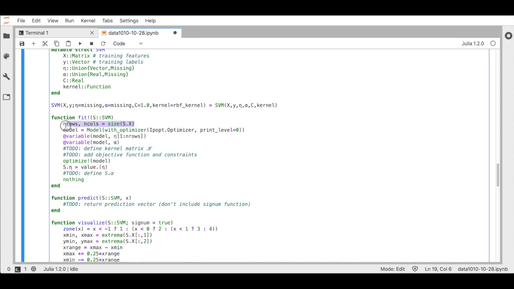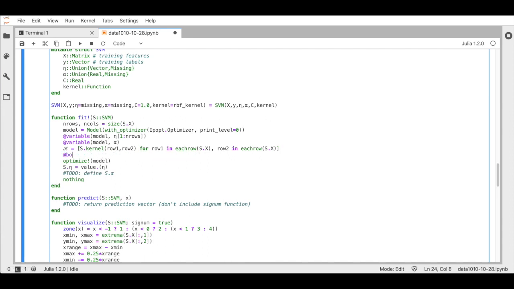So we come up with our number of training observations and our number of features based on the feature matrix X belonging to the support vector machine S. Then we set up a model for JuMP, and we associate some variables with it. We'll need a bunch of etas, one for each training observation, so that's from 1 to n rows. And we need an alpha value. And the next thing we're supposed to do here is define kernel matrix K. So we'll just do exactly what it is that we're supposed to do. We'll iterate over the rows of the training matrix. And for each pair, row 1 and row 2, we'll calculate the kernel evaluated on those 2 rows.